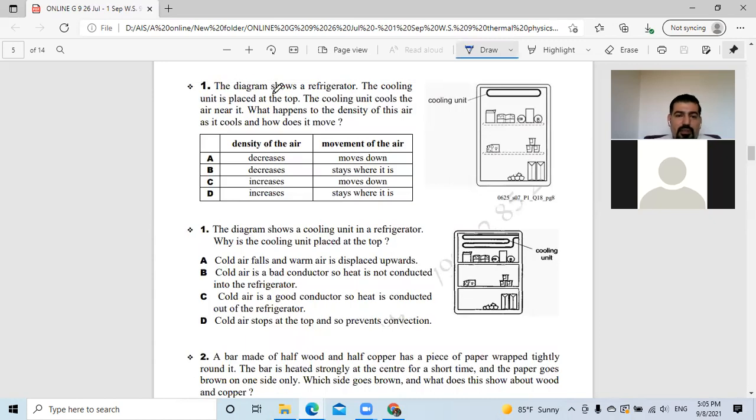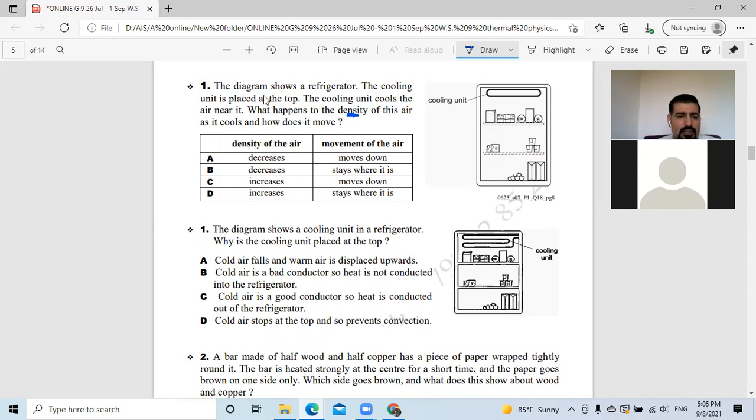These two questions have the same idea. The diagram shows a refrigerator. The cooling unit is placed at the top. What happens to the density of the air near it as it cools down, and where does it go?